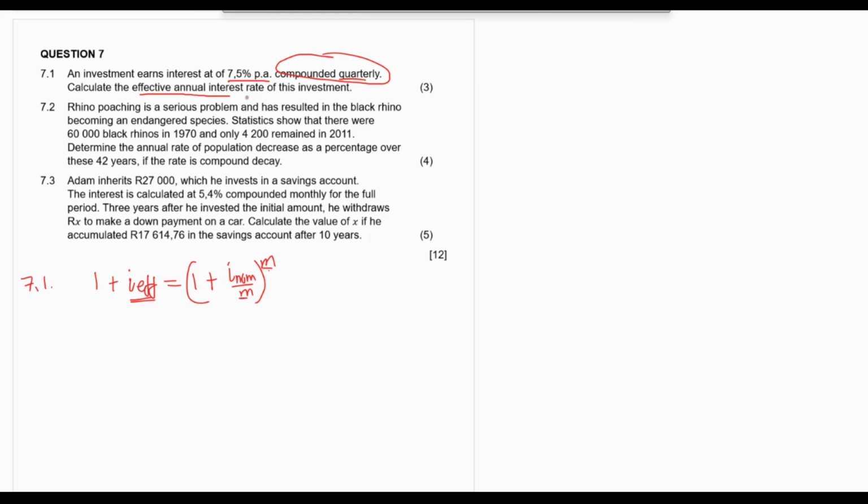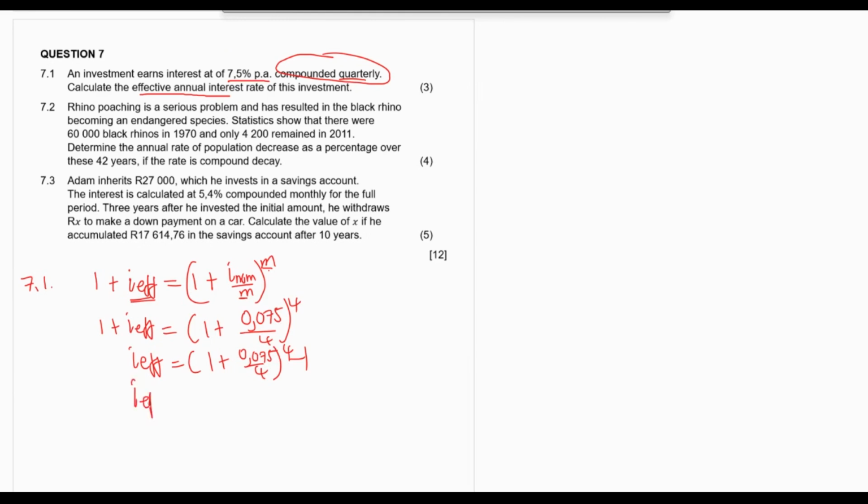Then for i nominal, we put 0.075. So it's going to be 1 plus i effective is equal to 1 plus 0.075. This is 7.5% as a decimal, over 4, then to the power 4. Just that. And then for i effective, we subtract 1 from both sides of the equation. It's going to be 1 plus 0.075 over 4 to the power 4 minus 1. Then you can put this in the calculator.